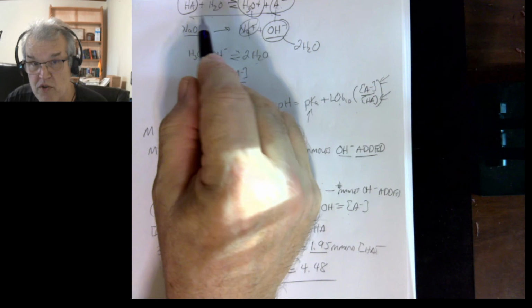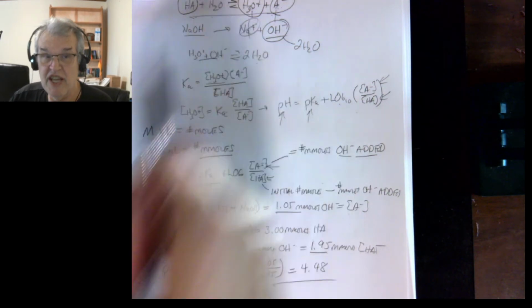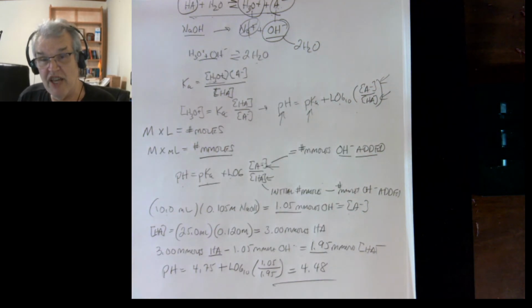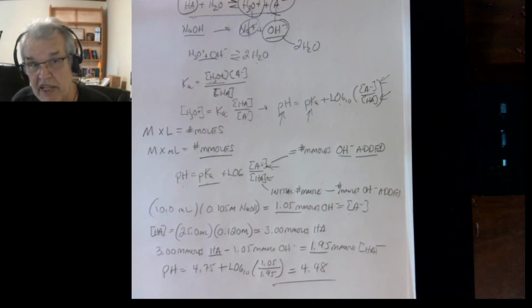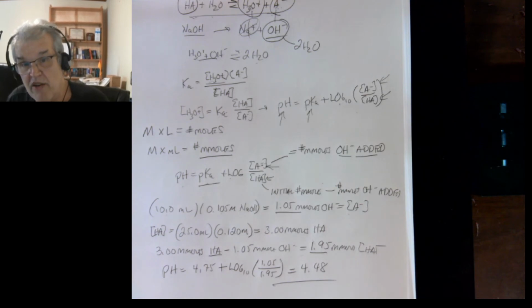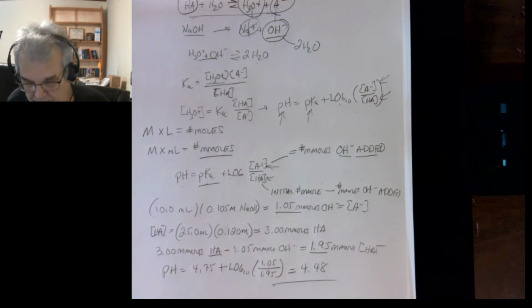Because remember, to get A minus, you've got to remove an HA. So it's the total number of millimoles of HA you had to begin with, that's molarity times milliliters of your initial conditions, minus the amount of millimoles of A minus added, which is molarity of the NaOH times the milliliters of NaOH added. Okay? All right.